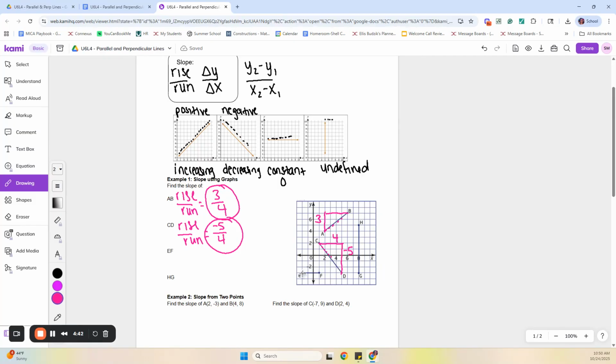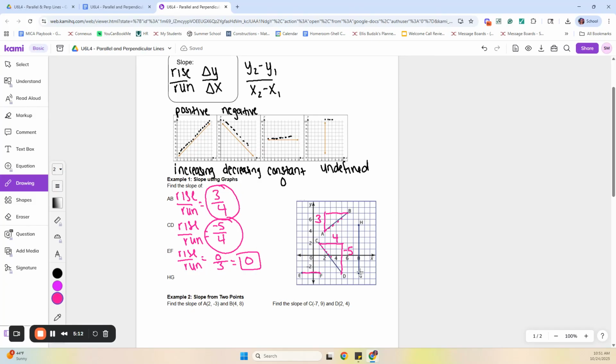Now for EF, EF is constant. If you're not remembering that or you're not sure, you're like, oh, I don't know if it's 0, I don't know if it's something else, undefined, what you can do is you can always count. So again, when we're talking about rise over run, I'm running 1, 2, 3, and I'm not rising any. I'm not going up or down. So that's just 0. And 0 divided by 3 is 0. So 0 for my horizontal lines or my constant lines.